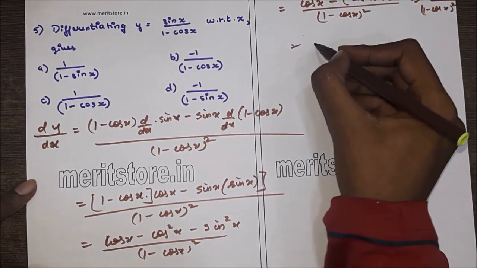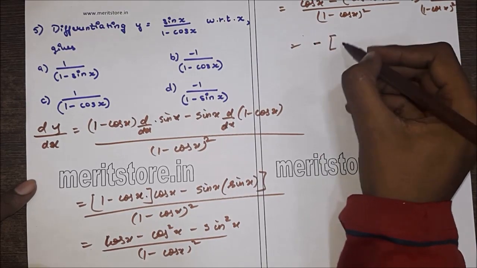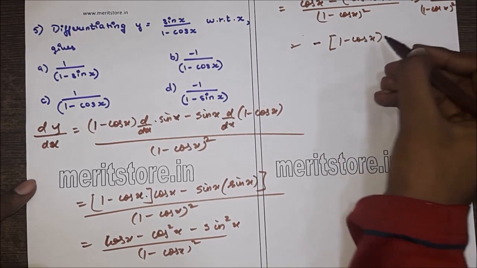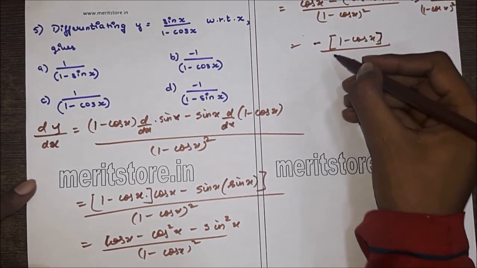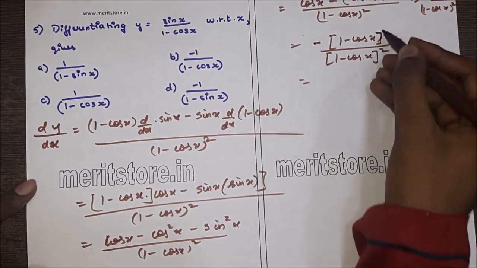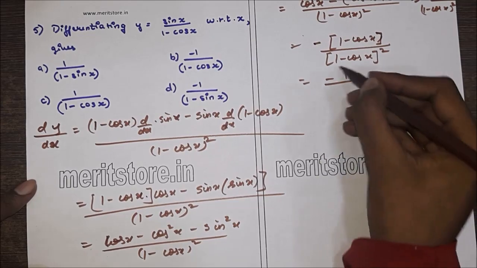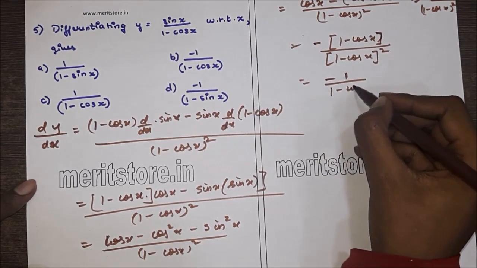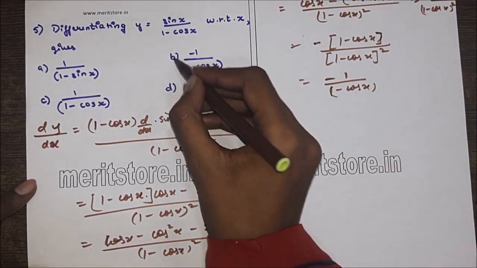We take minus 1 common, we get minus of 1 minus cos x upon 1 minus cos x the whole square. The term gets cancelled, we are left with minus 1 upon 1 minus cos x, that is option B.